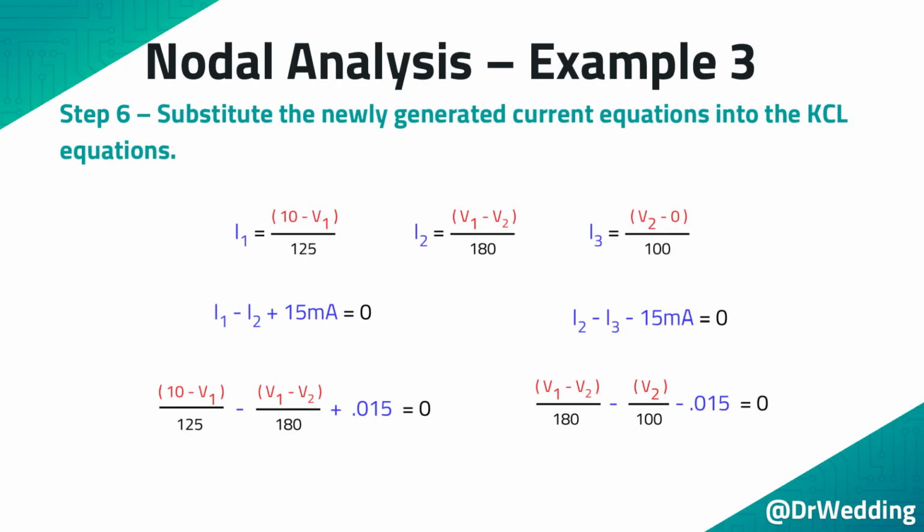Step 6. Substitute the newly generated current equations into the KCL equation. So the newly generated current equations are plugged into the KCL equations to generate 2 new KCL equations that are in terms of voltages and resistances. In these equations, the voltages are in terms of volts and the resistances are in ohms. So the calculated currents are in terms of amps. So the 15 milliamps need to be converted into 0.015 amps. That way, all of the currents are in the same units.